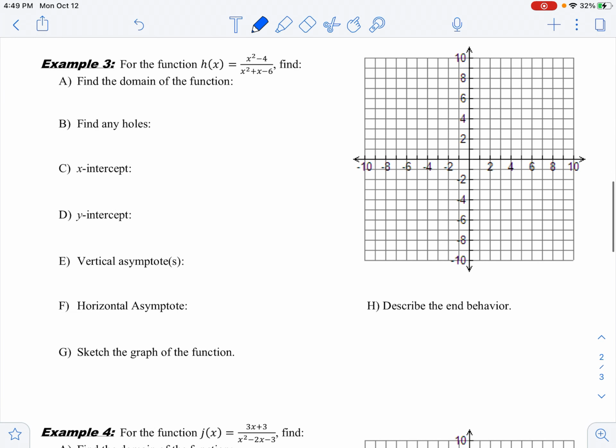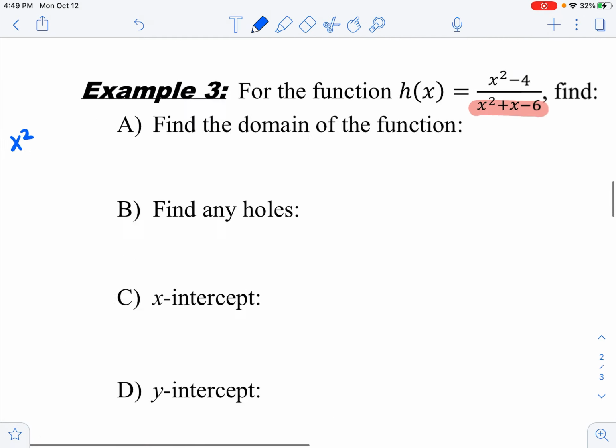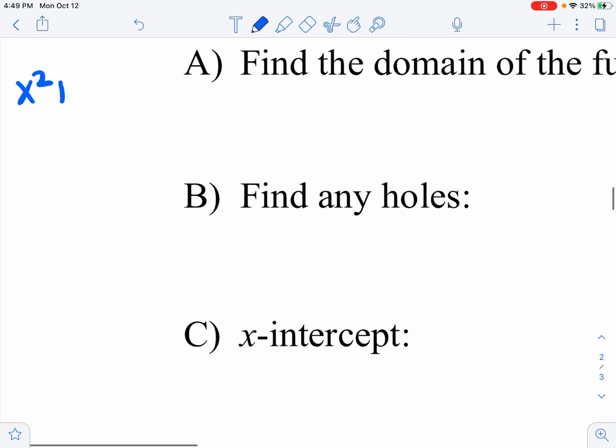Okay, let's move on to the next one here. So same process over and over again here. Same exact process. So first thing, domain. I'm going to find anything x can't be. So denominators can't be 0, x squared. I'll just do that off to the side again. X squared plus, I forgot what it was, plus x minus 6.